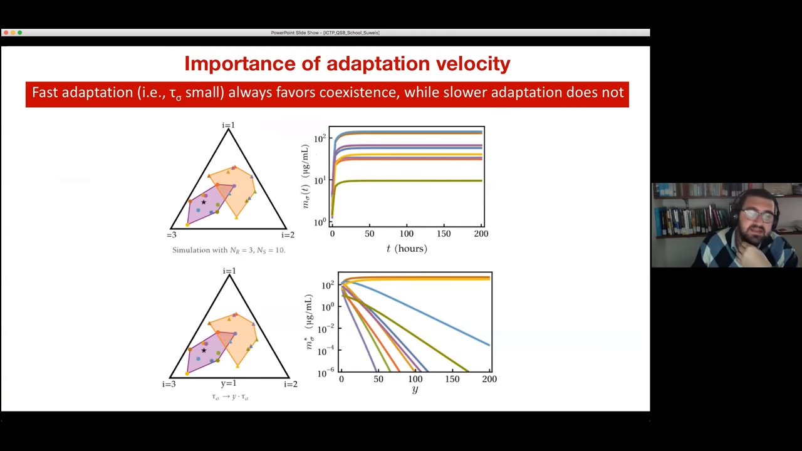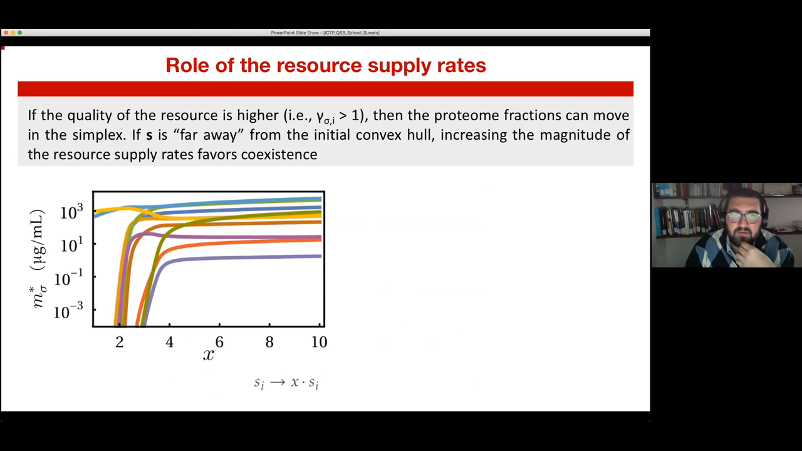And again, you can see that the velocity of the adaptation is a fundamental parameter. As you can see here, this is the condition where the adaptation velocity is high, so the species can adapt and all the species can coexist. In this case, adaptation velocity is low, and you don't observe coexistence. If epsilon is large enough, you start to have extinction. That is to say, if adaptation is slow enough, you start to observe extinction. So depending on the adaptation velocity, we have coexistence or not.